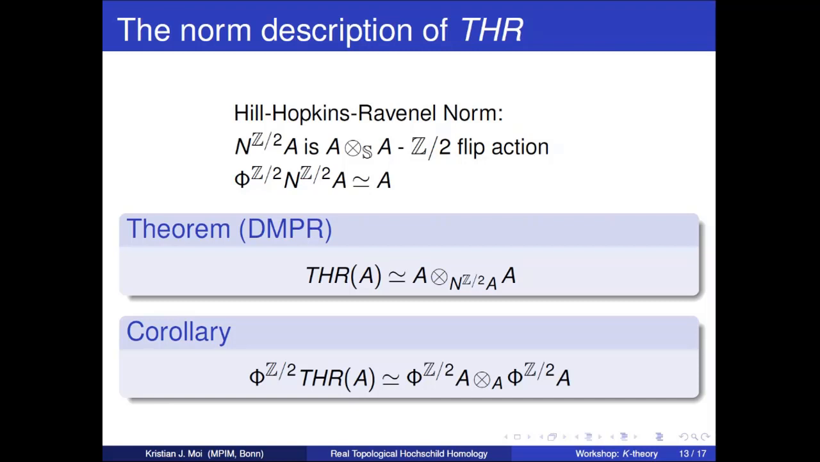So why is this good? The norm and the enveloping algebra are pretty complicated things, and it's usually quite difficult to work with them. But here it's just A itself. As long as you can understand this and the module structures, you really have a shot at computing what this is. And that's exactly what we're going to do.